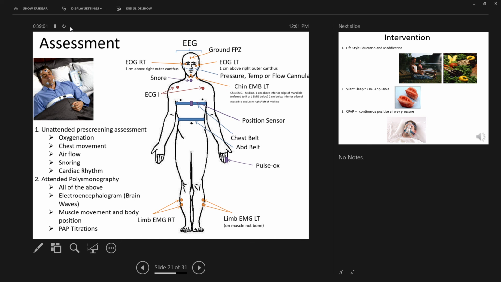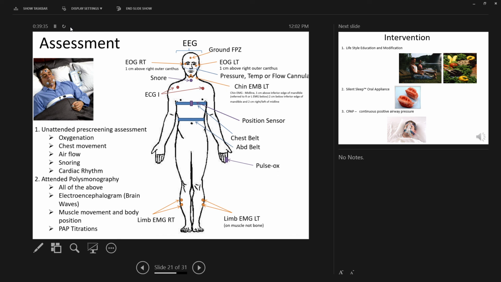We will always have a ground electrode, and that is going to be right in the middle of the forehead. We'll have an EOG, so this is an electro-oculogram. We're looking at the movement of the eye on the right side, and this will be placed 1 centimeter above the right outer canthus. That's the corner of your eye. And then we'll have one on the left side also, and this will be placed 1 centimeter above the left outer canthus. Then we'll have our pressure, temperature, or flow cannula as a nasal cannula.